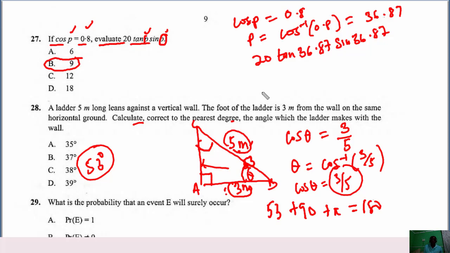So we'll get 143 plus x is equal to 180. So our x will be 180 minus 143. So let's see, 180 minus 143 will give us 37. So 37 is here. So note that it is the one that meets the wall, which is this side, this angle. Good. So let's move on to question 29.